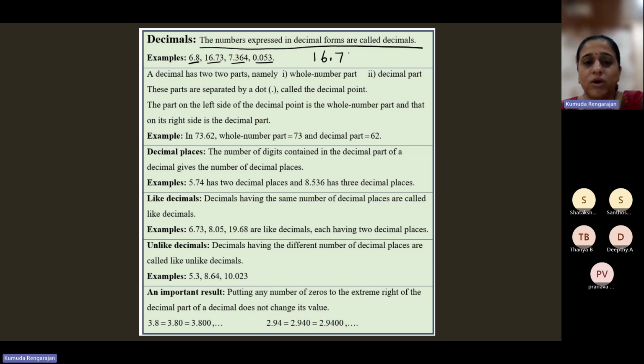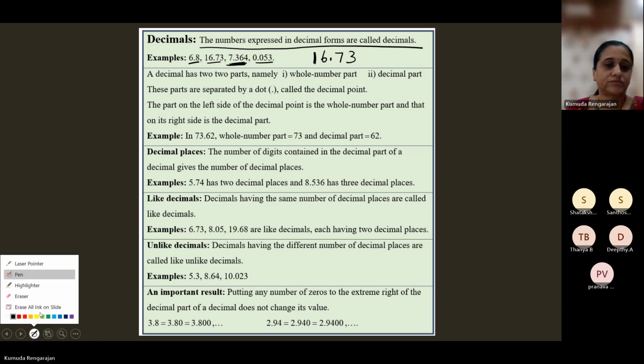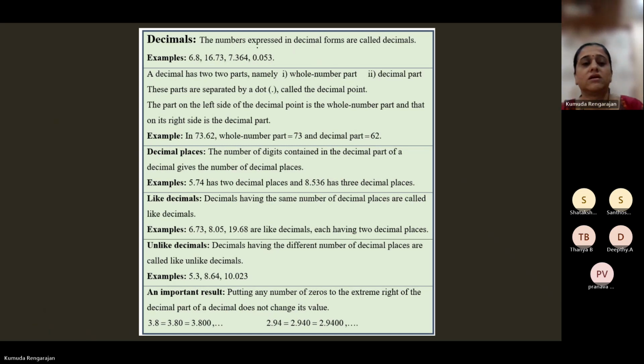This is not "sixteen point seventy-three." It is "sixteen point seven three." And this one is not "seven point three hundred sixty-four." It is "seven point three six four." So numbers expressed in decimal forms are called decimals. And here are a few examples.